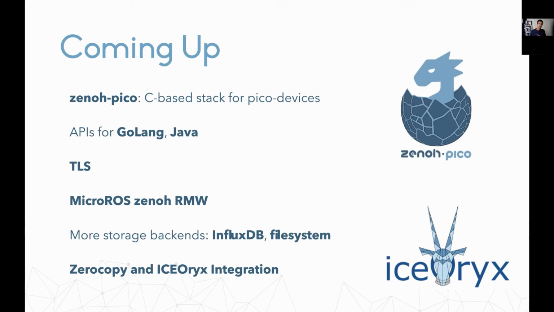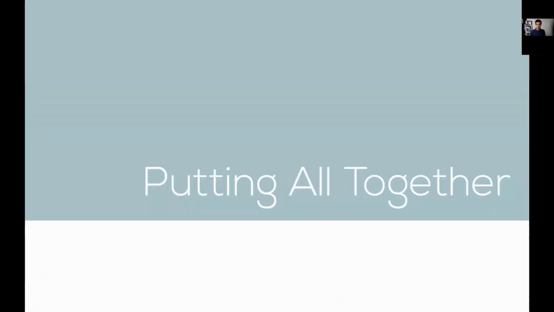We are going to add Golang and Java, TLS. We have already, but it's not yet released, but you can play around with it, both an RMW for ROS2 and micro ROS, but we'll be releasing the one for micro ROS. We'll be adding more storage backends for InfluxDB and file system, and looking forward to integration with Eclipse iceoryx and in general zero copy.